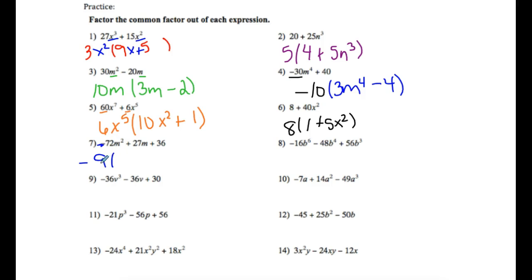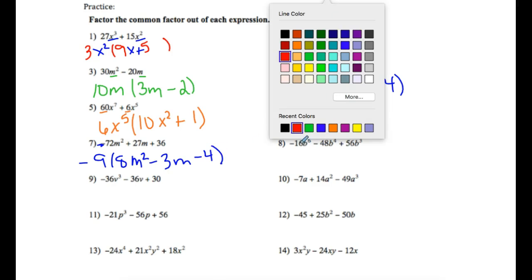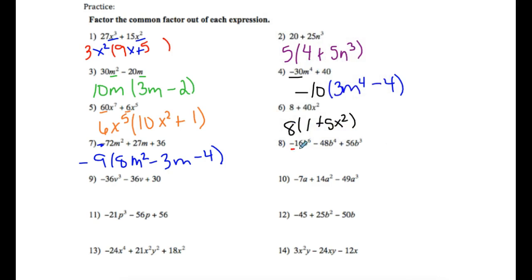Negative 72 divided by negative 9 is 8. And because I didn't take out an m squared, everybody gets to keep their m. Positive 27 divided by 9 is negative 3. And 36 divided by negative 9 is negative 4. I'm going to repeat that process again here in number 8. I'm going to take out my negative.